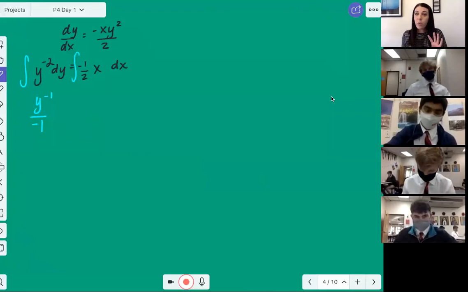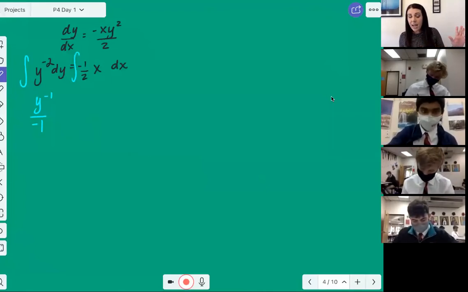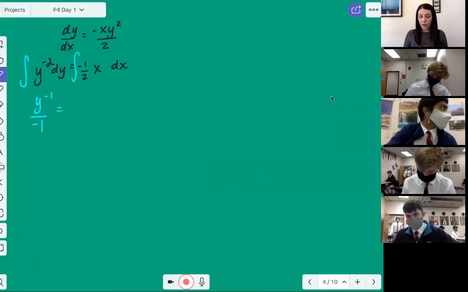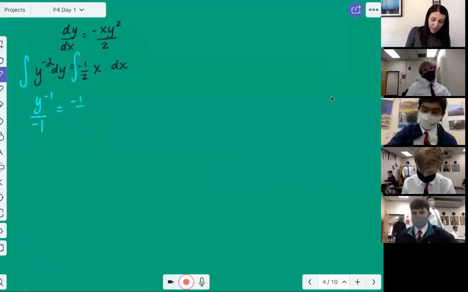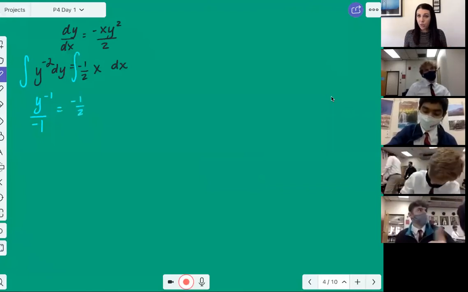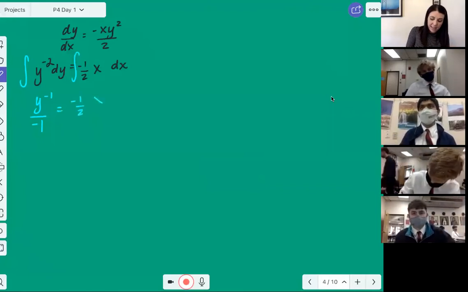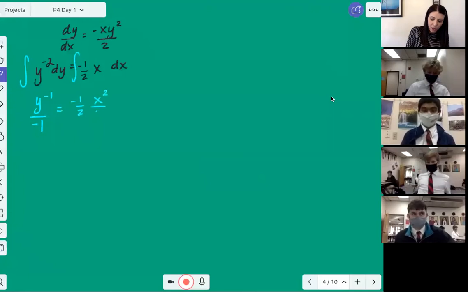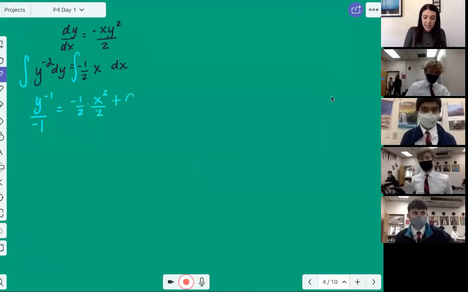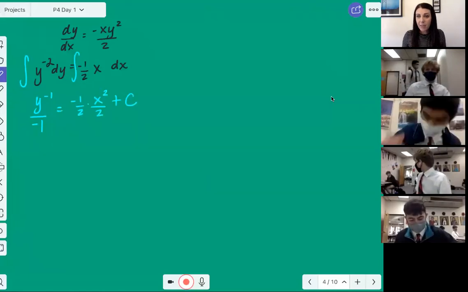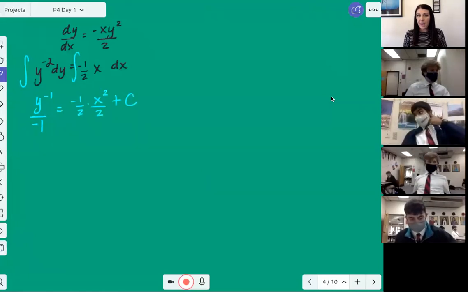Okay, we've said before we're going to include the plus c on the right side only. So I'm not going to have a plus c on the left. That's all we're going to show on the left side. We have y to the negative 1 over negative 1. On the right side, I get negative 1/2. I'm going to leave that alone for now. Then I get x squared over 2 plus a c. If you forget your c, we stop grading. You need to have a plus c. It needs to be on the right side.